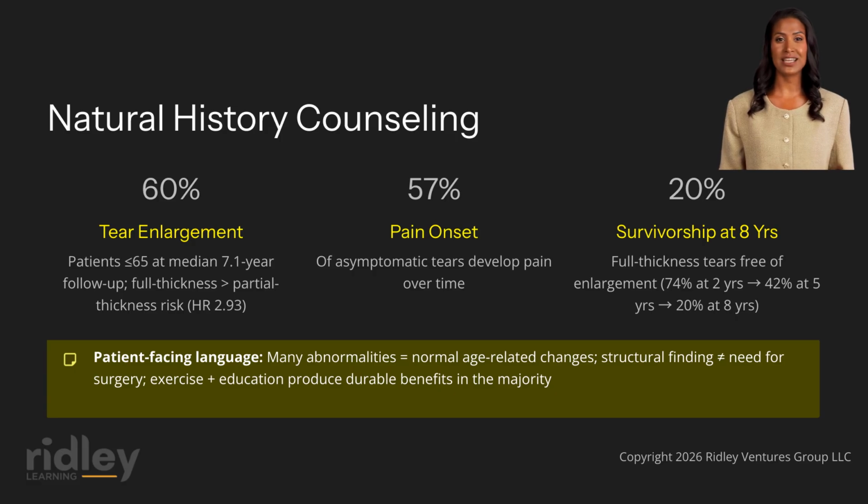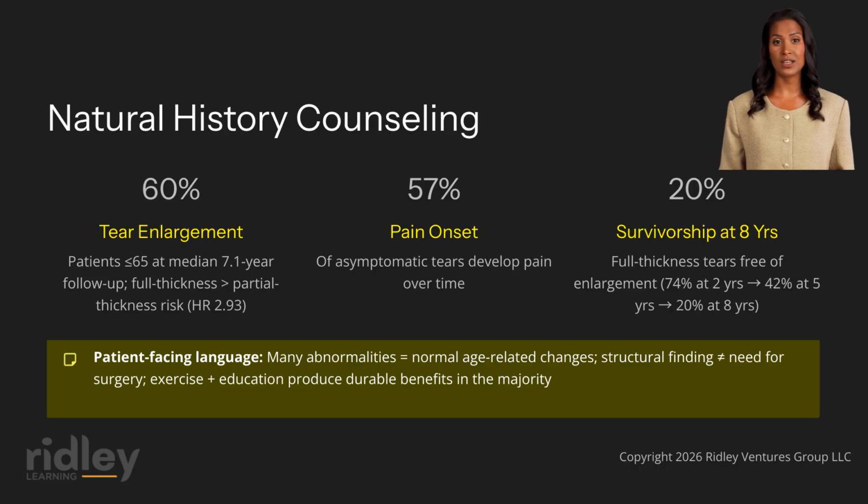Counseling patients about the natural history of rotator cuff tears is a fundamental responsibility for all members of the interprofessional team. The FIMAGE study demonstrated that 99% of adults aged 41 to 76 years harbor at least one rotator cuff abnormality on MRI, with 78% of full-thickness tears identified in asymptomatic shoulders.